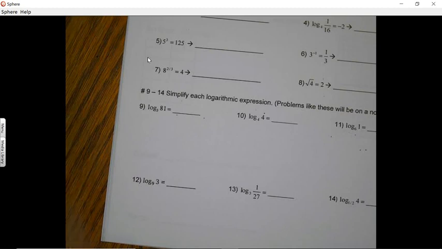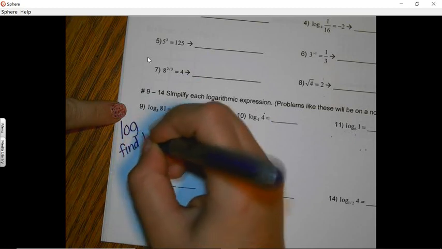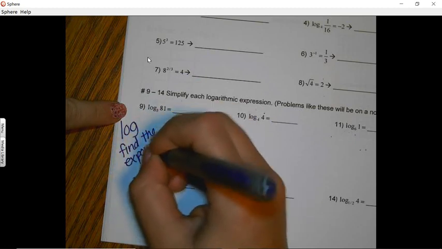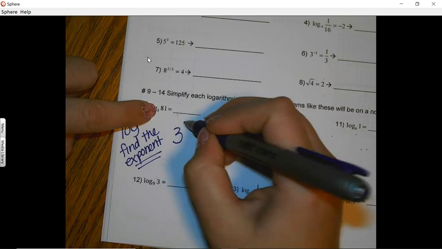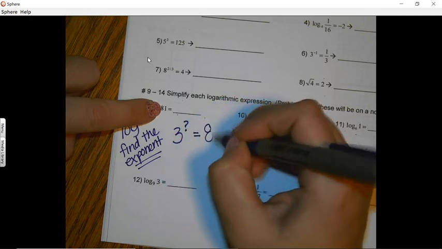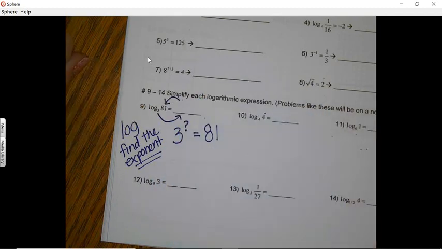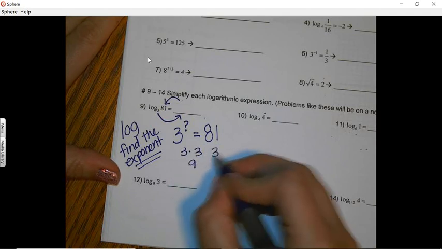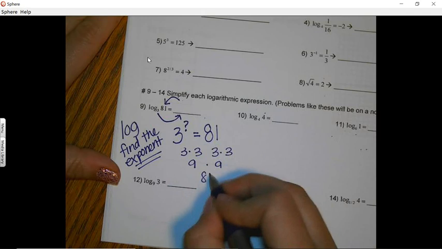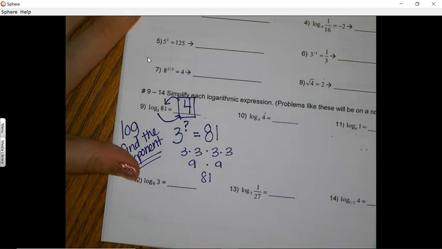So when you see the word log, it means find the exponent. That's what it's asking us. So it's saying 3 to what power gets you 81? What would the exponent have to be that will equal 81? So it's like a circle. If you're not sure, you would write it on paper. So 3 times 3 is 9, and then another 3 times 3 is 9, and then that would be 81. So how many 3's do we need? 4. So the answer to number 9 would be 4.